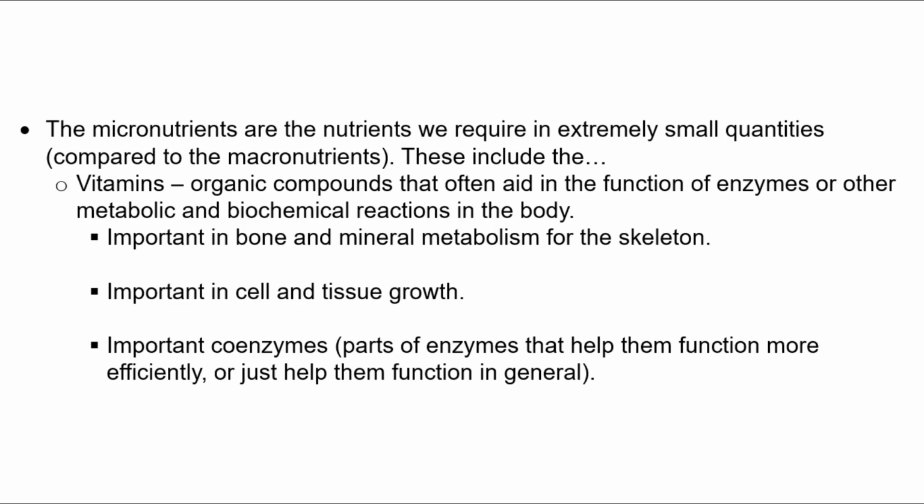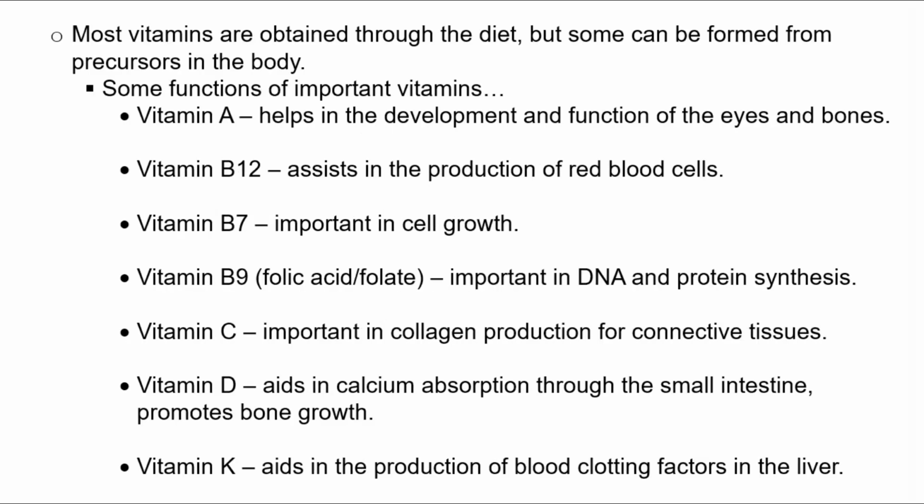Generally, vitamins are organic compounds that function as coenzymes, which are parts of enzymes that help the enzyme function normally or more efficiently. They are also important in mineral metabolism, cell growth, and tissue growth. Most vitamins are obtained from the diet, but some can be formed from vitamin precursors that are created within the body. Some of the functions of the vitamins are as follows.